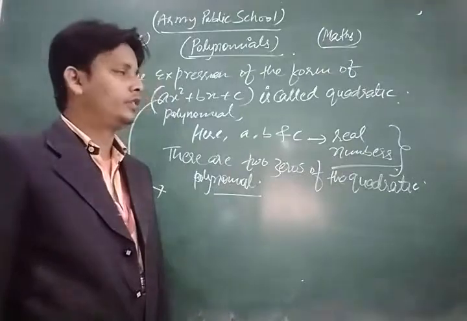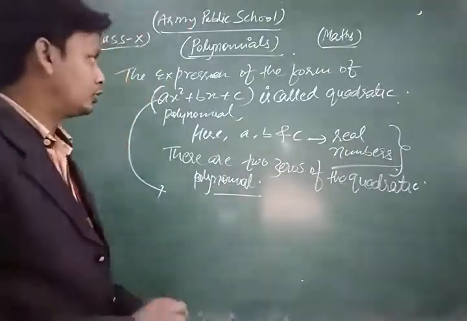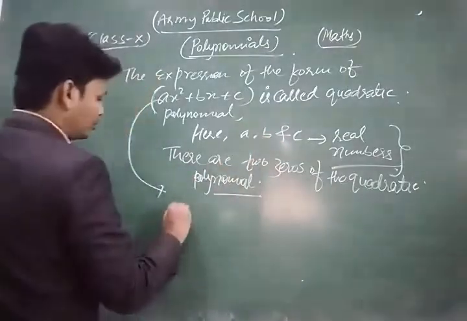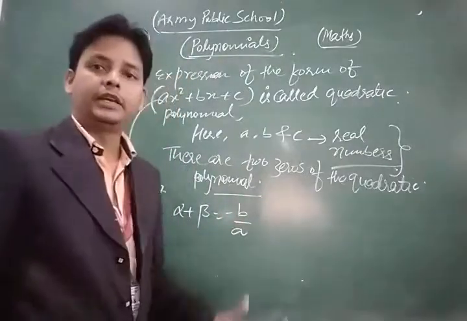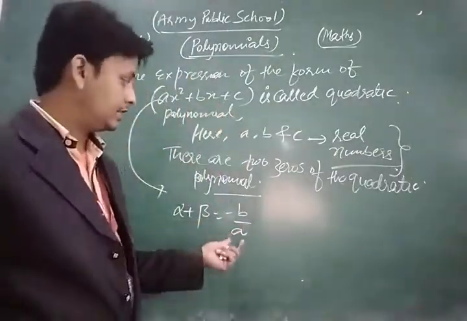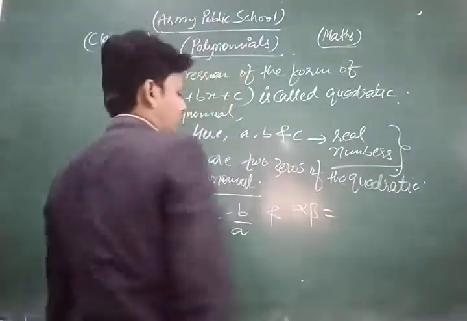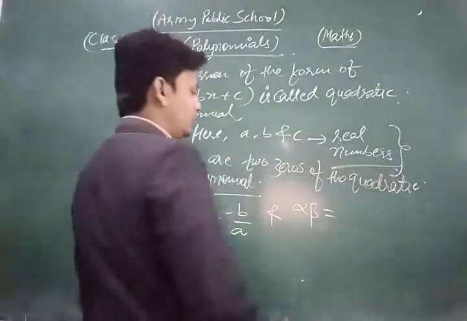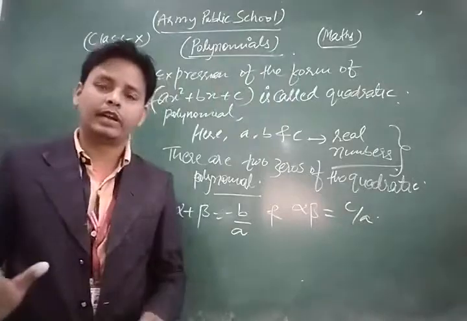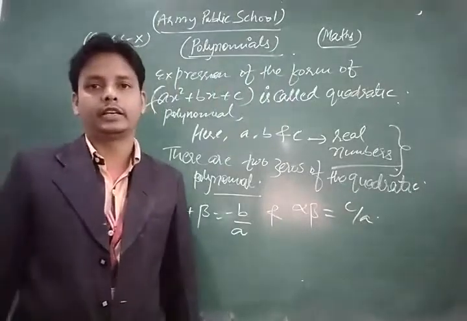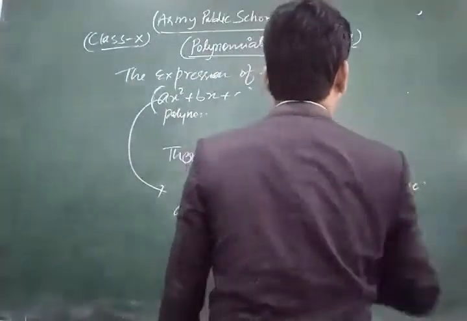Now we are going to solve some important questions related to this. The sum of zeros of the quadratic polynomial is equal to minus b upon a, where b is the coefficient of x and a is the coefficient of x square, and the product of its zeros is equal to c upon a. So these are some important facts related to this chapter. Now we are going to solve some important questions based on polynomials. Let's see.